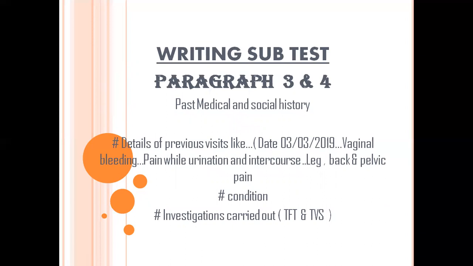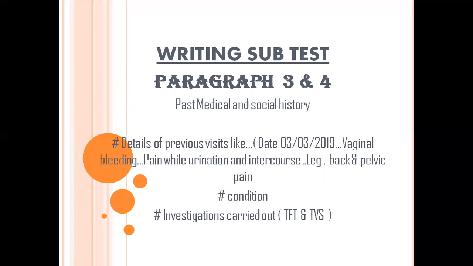Now we are going to discuss paragraph number 3 and 4. Your choice is yours, because if you wish to write in one paragraph, you can write it. But if you feel that the paragraph is too big, you can go with two paragraphs, that means 3 and 4. Okay, in 3 and 4 paragraphs, we are indicating the past medical and social history of the patient.